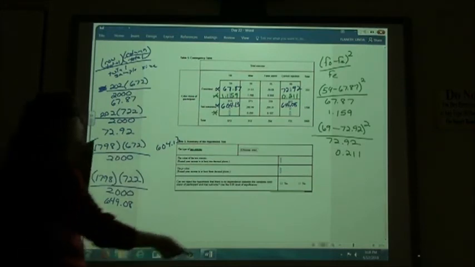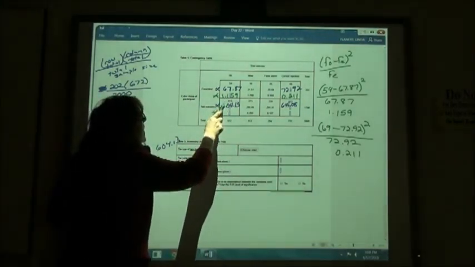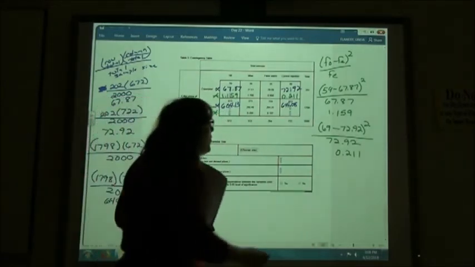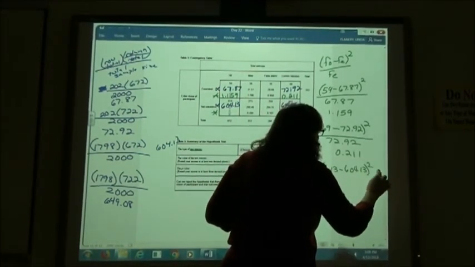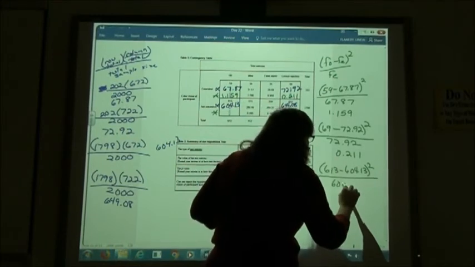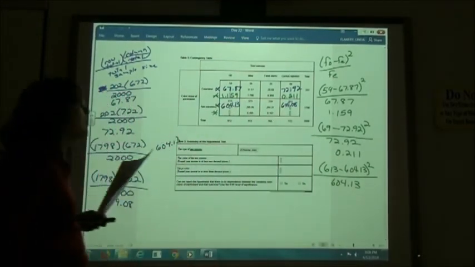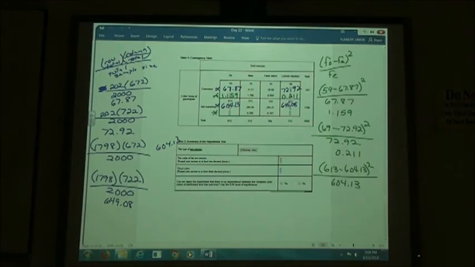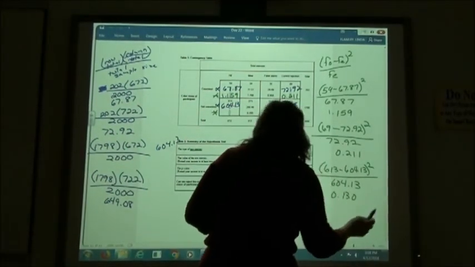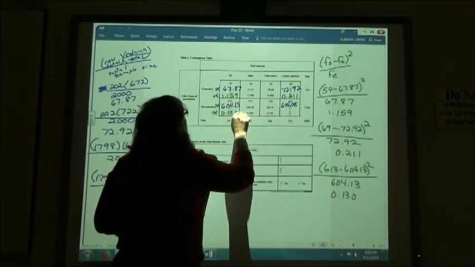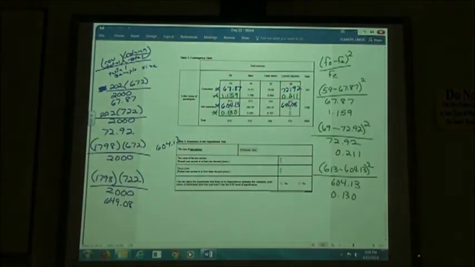The next one. Our observed is 613. Our expected is 604.13. So 613 minus 604.13 squared divided by the 604.13. The observed minus the expected squared divided by the expected. And again, we're rounding off to 3 decimal places. So we should get 0.130. Make sure you're trying to punch those in and come up with the same numbers I'm coming up with, so you have practice putting them in your calculator.